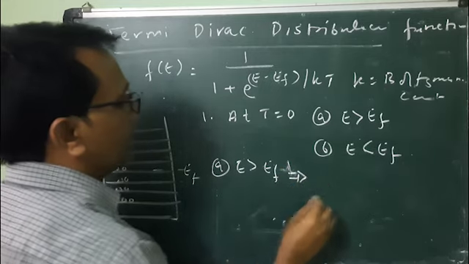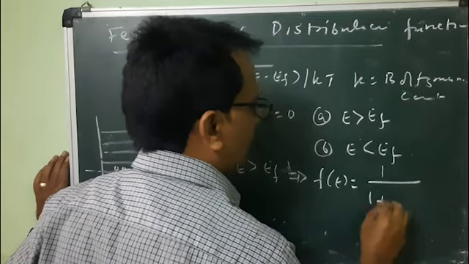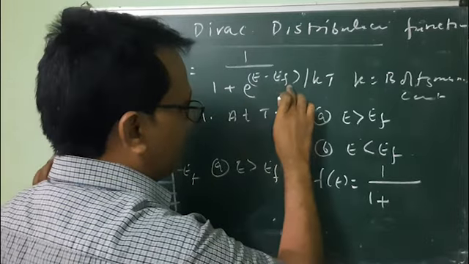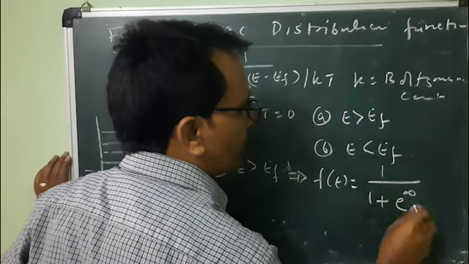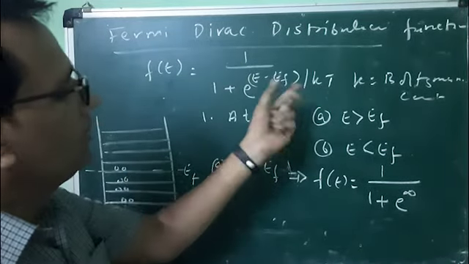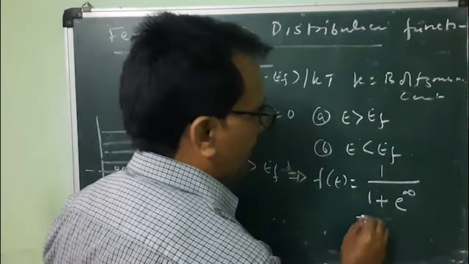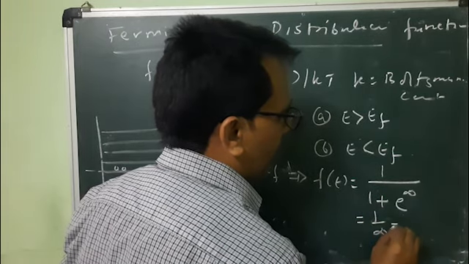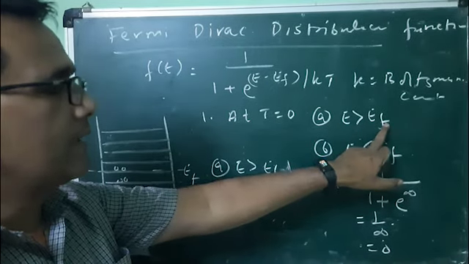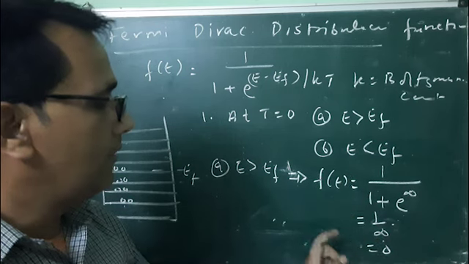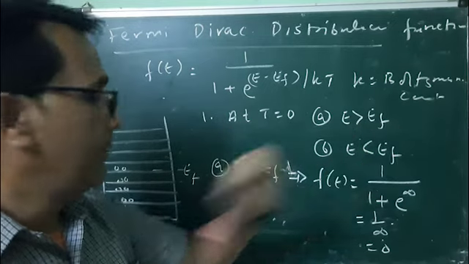Then what we will have, this F(E) is equal to 1 upon 1 plus exponential, since T is equal to 0 and E is greater than EF, this exponent is positive infinite. This term is divided by 0, so it will be positive infinite, and 1 upon infinite is equal to 0. So in the first part, when energy E is greater than EF, the Fermi function will be 0, meaning there is no existence of electrons beyond this energy.